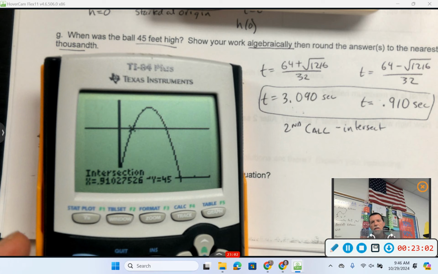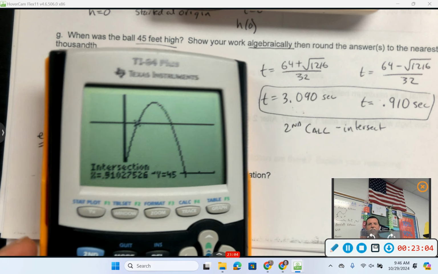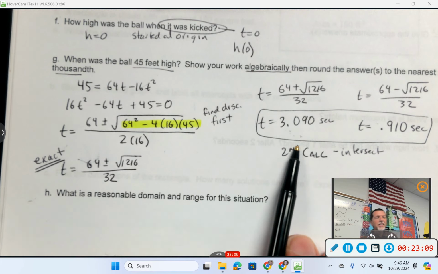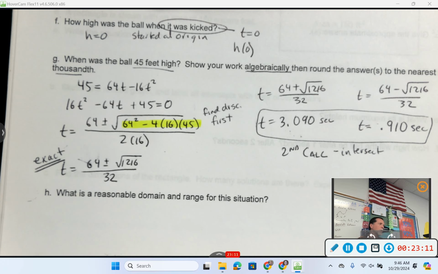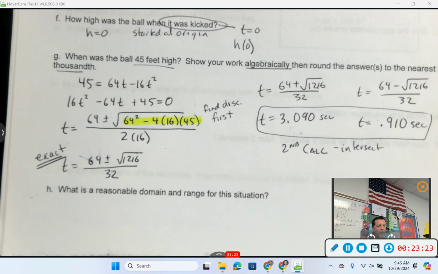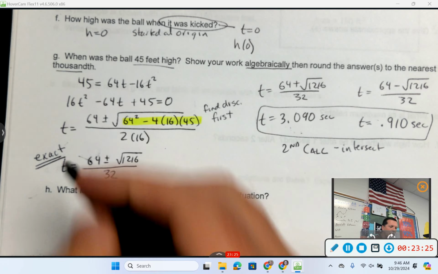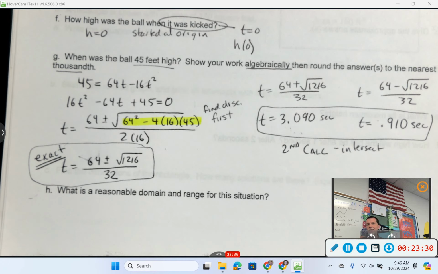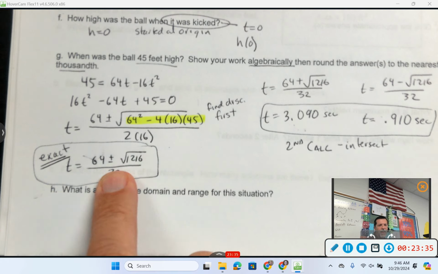0.910. So second calc intersect. Now that's not showing your work algebraically, but it's using your calculator to verify that you got the problem right. And so that's completely okay too. If I say you have your calculator, then that unlocks all the calculator can do. So use it, but I still want to see the algebra that gives the algebra answer. It's also why frequently we ask for the exact answer, because the calculator can't give you the exact answer. It can give you these, but it can't ever give you that.